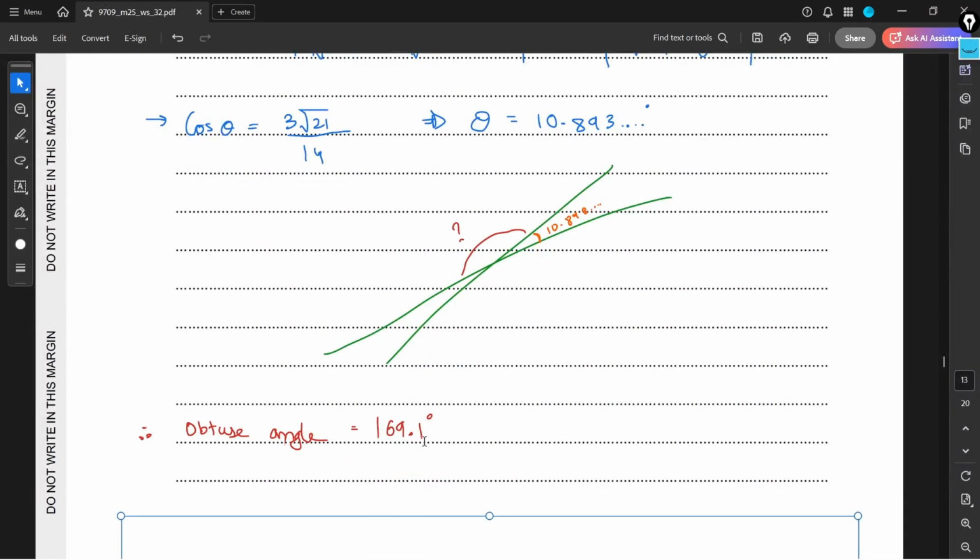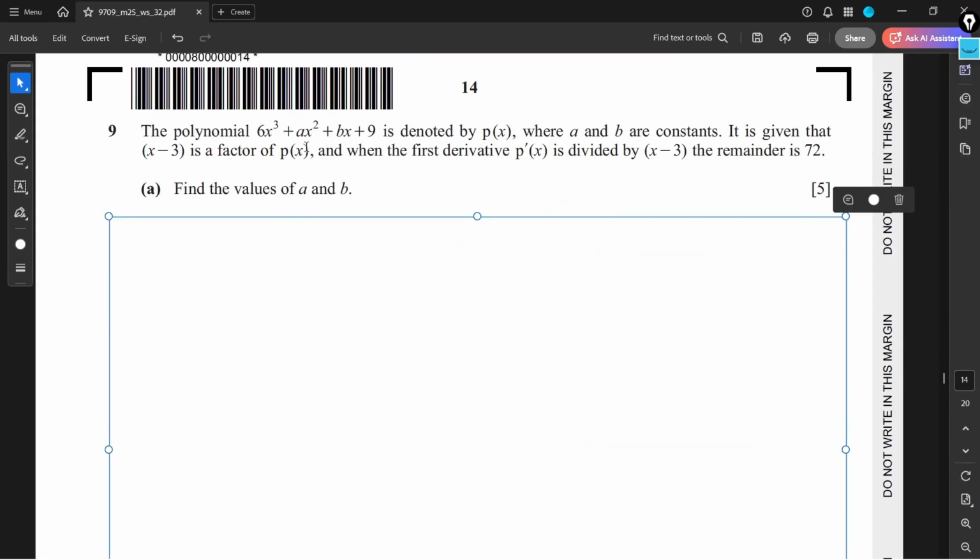Now for the ninth question, we have a polynomial denoted by p of x, where a and b are constants. It is given that x minus 3 is a factor of this polynomial, and when the first derivative of this polynomial is divided by x minus 3, the remainder is 72. We are asked to find the values of a and b, again a very repetitive question.